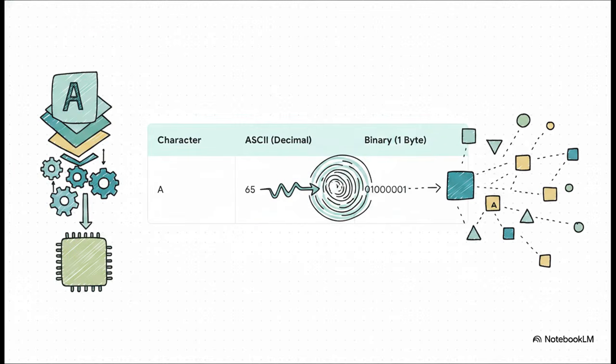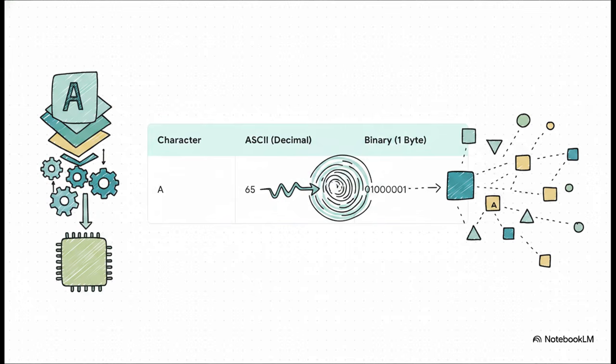So let's see how this works in practice. Take the letter A, for example. In the ASCII system, it's assigned the number 65. The computer then takes that number and just converts it into its binary form, which is 01000001. And just like that, a character we understand becomes a byte of data that a machine can actually read.